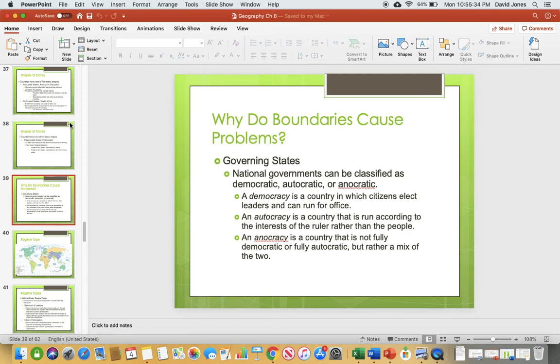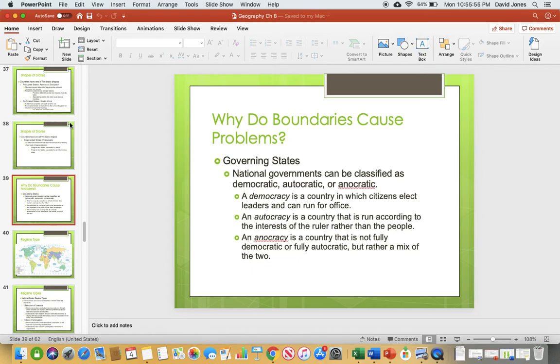An autocracy is one where citizens really have no rights. So they don't pick anything in the government. Anything that would be a dictatorship would be an autocracy. Anything that would be an absolute monarchy would be an autocracy. The numbers of those in the world has diminished significantly. What we've seen the biggest increase in, besides democracies, is anocracies.